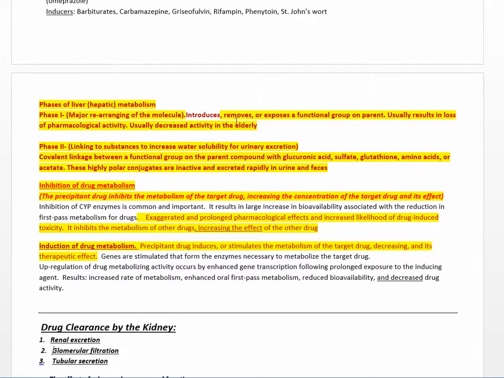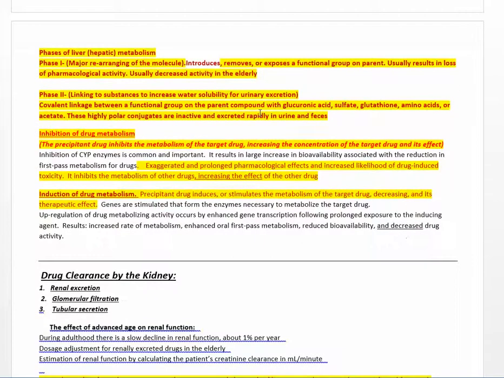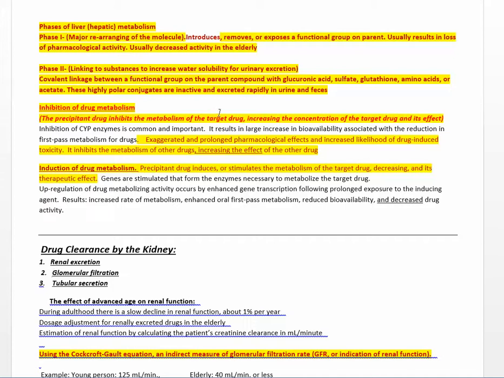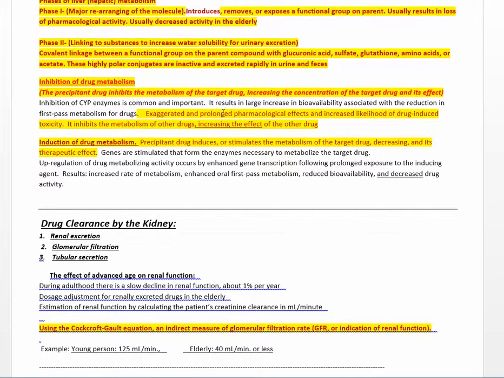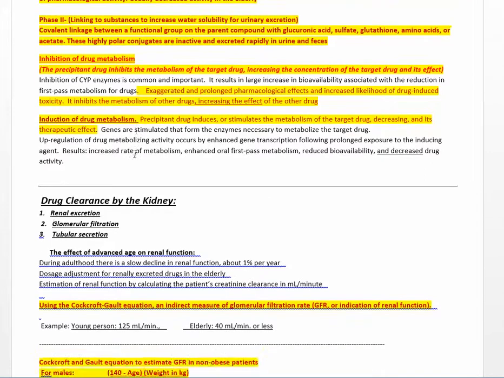The elderly are usually deficient in phase 1 because this is an energy-driven process by more or less ripping apart and deaminating, taking amino groups off of drugs. So phase 2 stays constant, but phase 1 diminishes in the elderly. It's going to be important next semester. Inhibiting the cytochrome P450 enzyme means that the target drug, or some other drug, can increase in concentration and cause an overdose. Remember, it doesn't inhibit the drug, it inhibits its breakdown. So you get a higher effect, where metabolism induction is just the opposite.